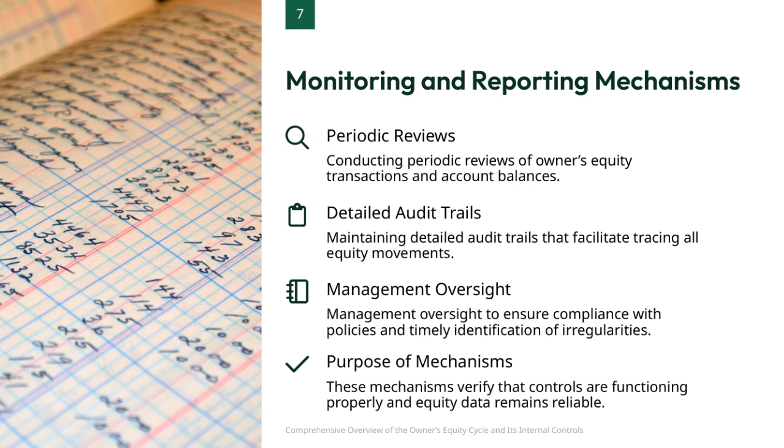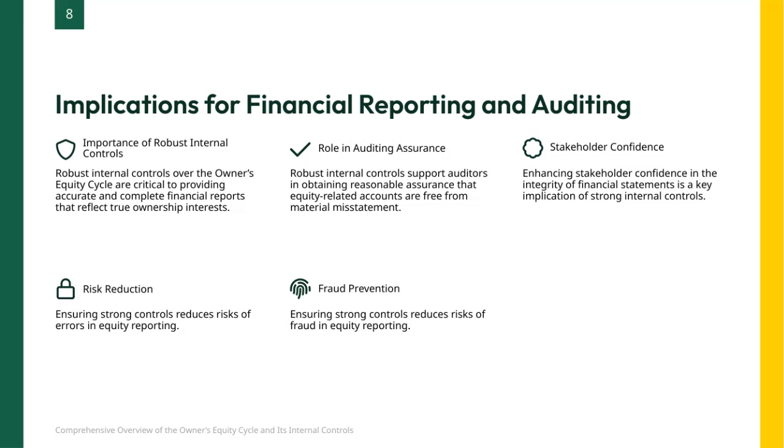When we talk about financial reporting and auditing, having robust internal controls over the owner's equity cycle is absolutely essential. These controls help ensure that financial reports are accurate and complete, truly reflecting the ownership interests of the company. For auditors, strong internal controls provide the foundation to gain reasonable assurance that equity-related accounts are free from material misstatements. This not only supports the auditing process but also enhances confidence among stakeholders. When people trust the integrity of the financial statements, it strengthens the overall reputation and credibility of the organization.